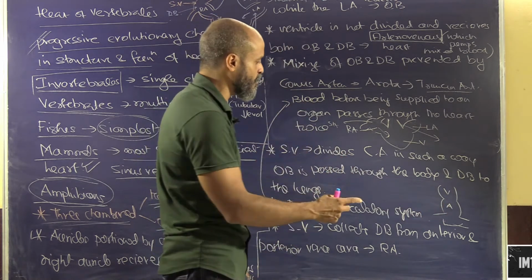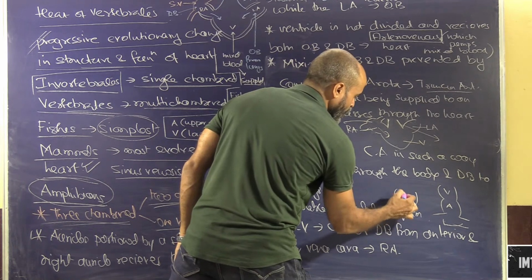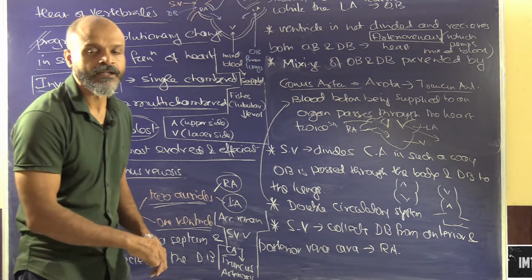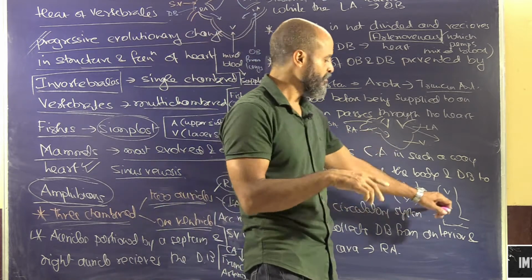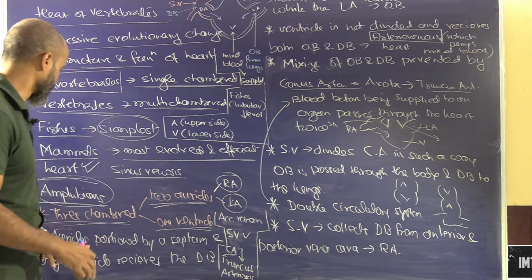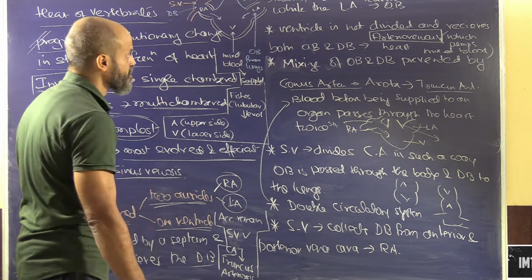Now in amphibians what has happened is, the ventricle is on the lower side, and the auricles are on the upper side. So this is another difference that we have in case of amphibians and fishes. Okay, so now we have basically auricles partitioned by a septum, and the right auricle receives the deoxygenated blood.